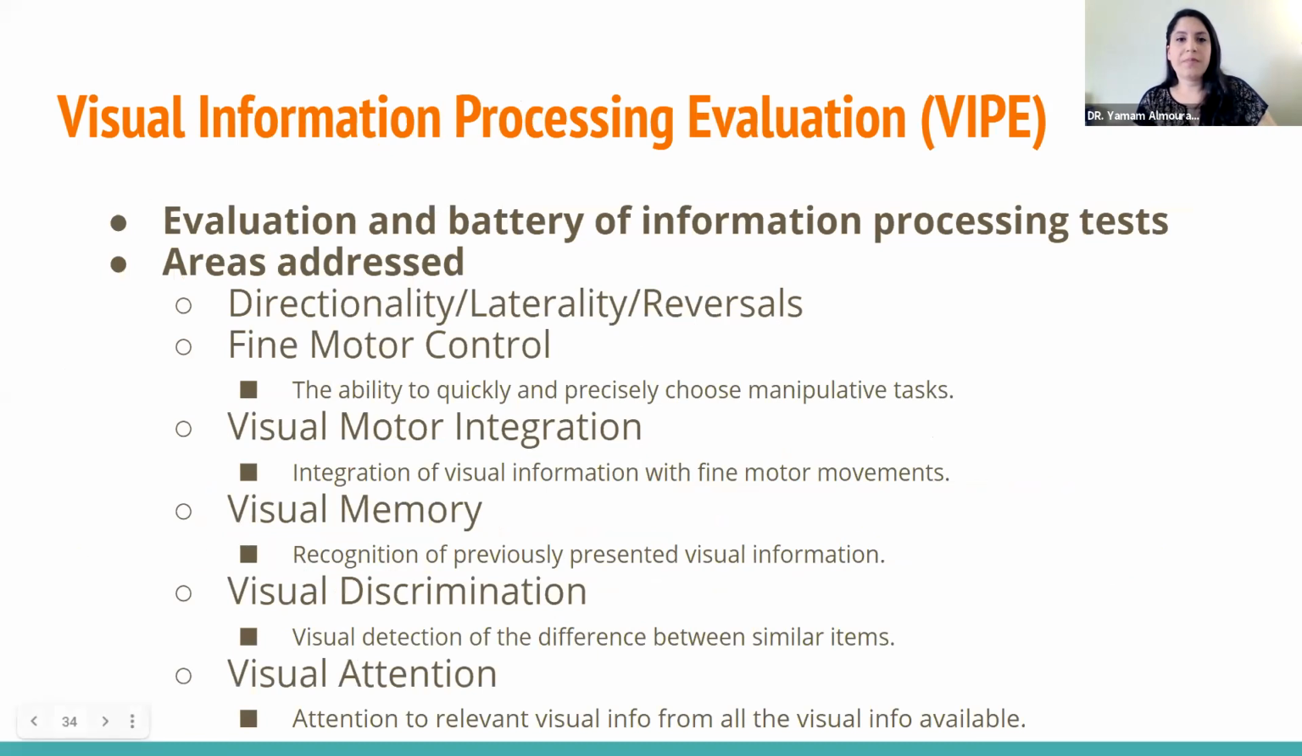Okay, so for visual information processing, this is an evaluation and battery of information processing tests. This is usually done on a separate day. And so it takes about an hour and a half. So I can't do the visual efficiency and this one together, the patient will be fatigued. So they won't be able to give us accurate information.